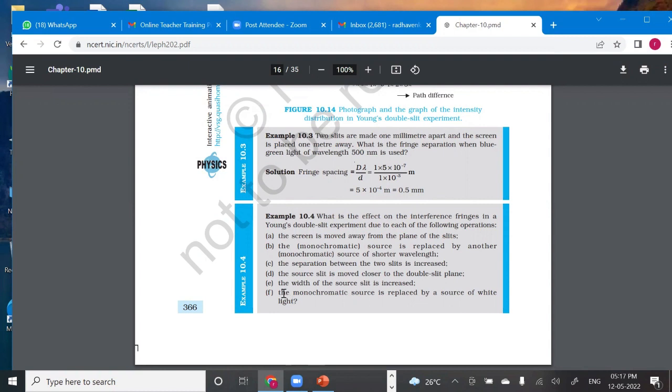Then the last part says the monochromatic source is replaced by a source of white light. This is easy. Monochromatic source is replaced, now I'll see colored fringes. Right?